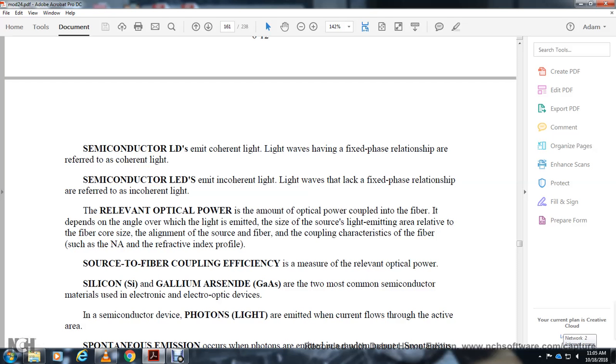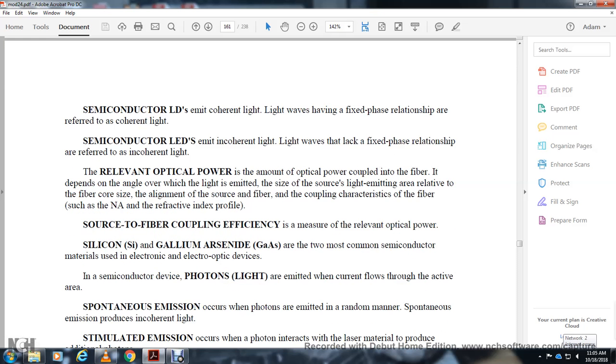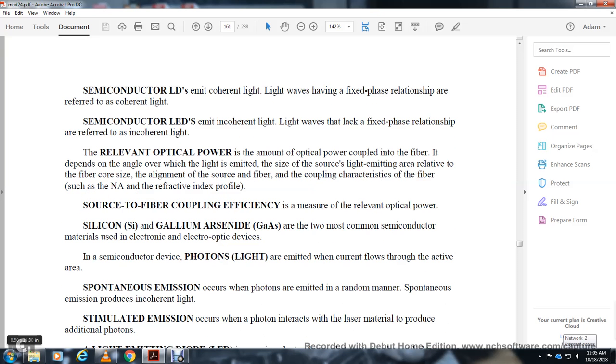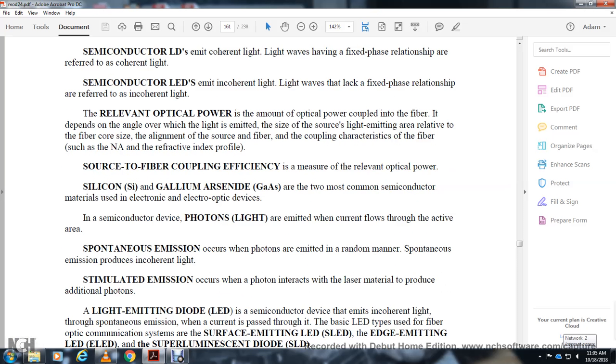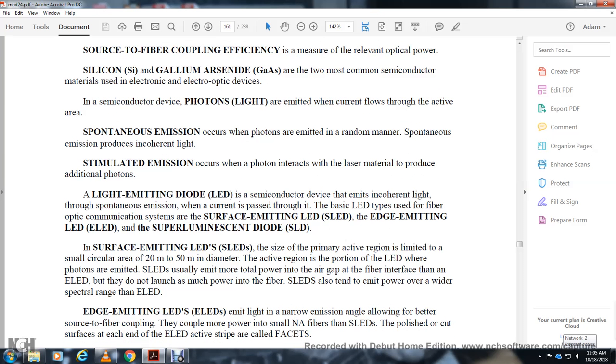Silicon and gallium arsenide are the two most common semiconductor materials. In electro-optic semiconductor devices, photons of light are emitted when current flows through the active area. In spontaneous emission, photons are emitted in a random manner, which produces incoherent light. Stimulated emission occurs when photons interact with laser materials to produce additional photons. Light emitting diodes are semiconductor devices that emit incoherent light through spontaneous emission when current passes through them.